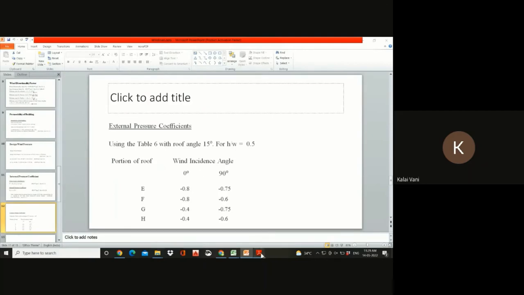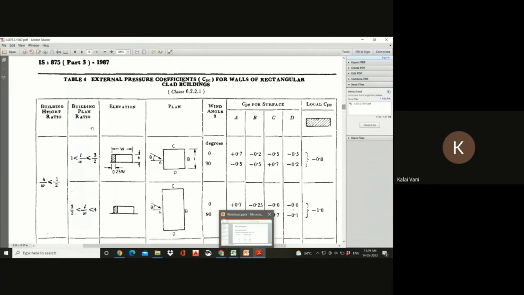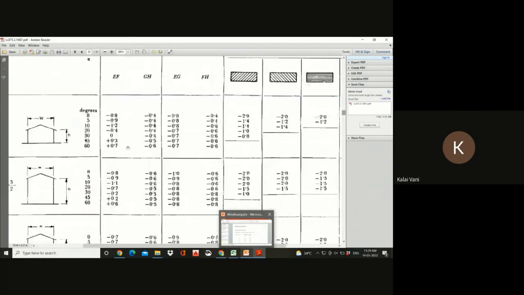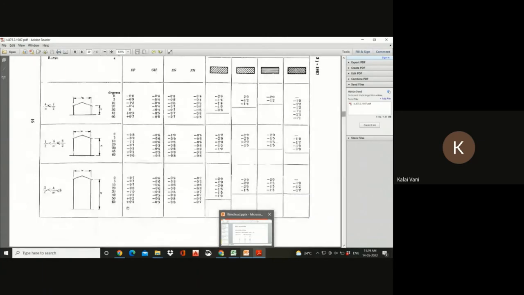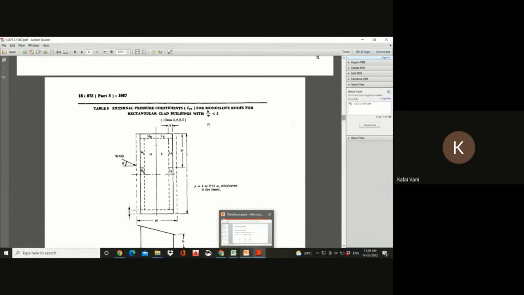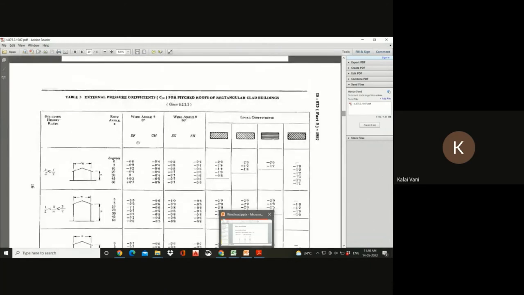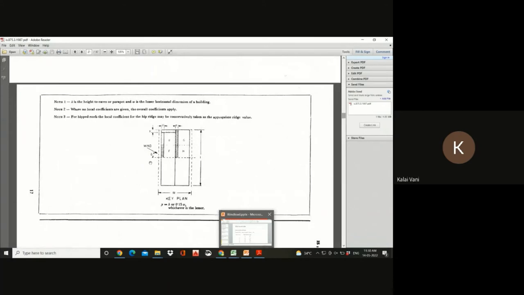Your external pressure coefficient you can calculate using table 4. For mono roofs and all, you can calculate from table 6. Here you will see the terms EF and GH. What are EF and GH? Here you can see the entire size of your building is divided into two halves. Out of that one half, you have E, F, G and H. Here H is the height of your building, L is the length, and W is the width. Theta is the angle of the wind, the upwind slope, how much angle it is hitting your building.